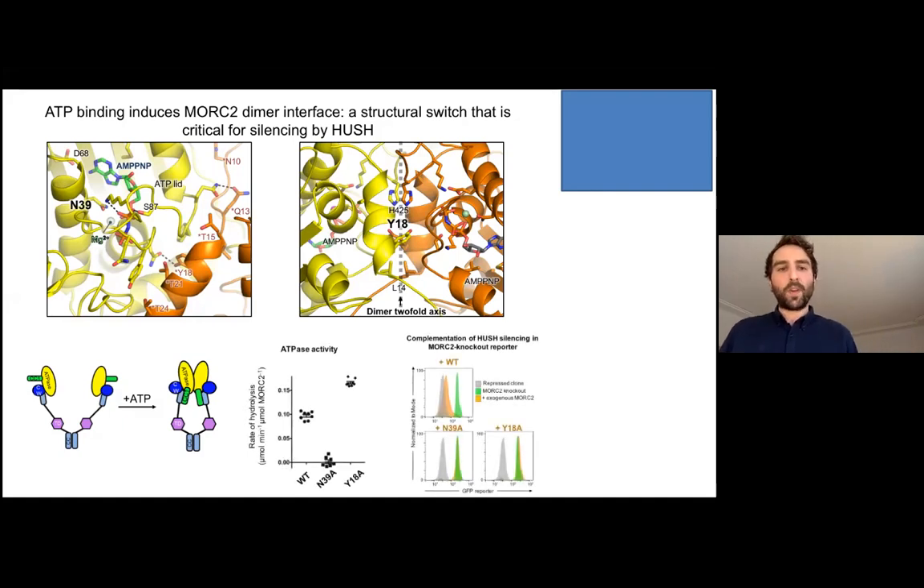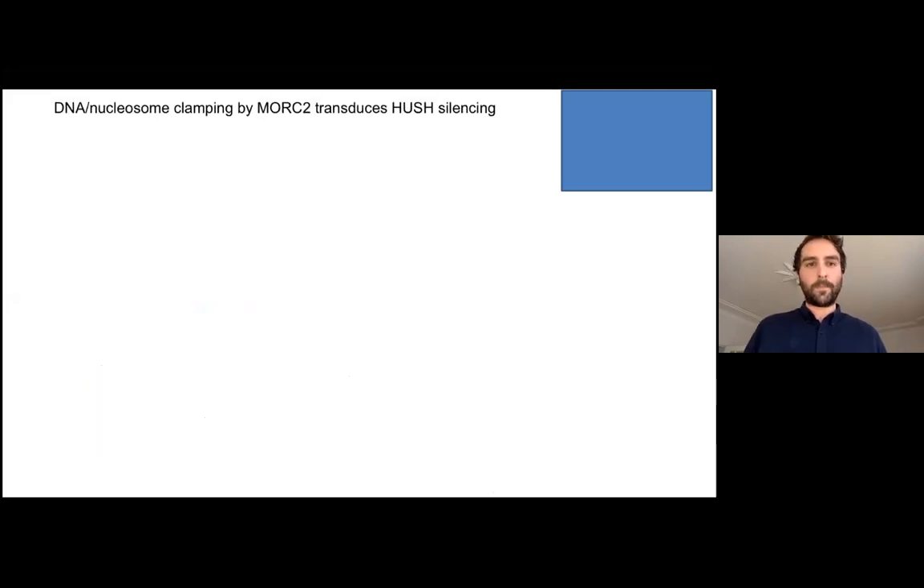And what we found was if we mutated an ATP binding site, which is this N39A mutation, or we mutated the dimer interface itself, but without removing ATPase function, we lost the capacity for HUSH to silence. So this dimerization of the N-terminus upon ATP binding is really critical for the function of HUSH.